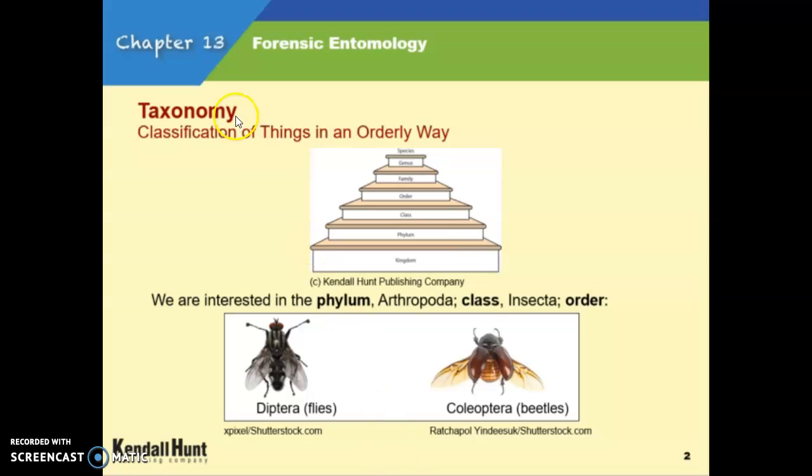All right, so taxonomy, that's the classification of things in an orderly way. If you took biology, you probably remember kingdom, phylum, class, order, family, genus, species, right? When I teach it, I tell the kids they can remember that by remembering King Philip came over for good spaghetti. And when we look at forensic entomology, we're interested in the phylum Arthropoda, the class Insecta, and then these two orders. So we have Diptera, which are flies, okay, and we have Coleoptera, which are beetles.